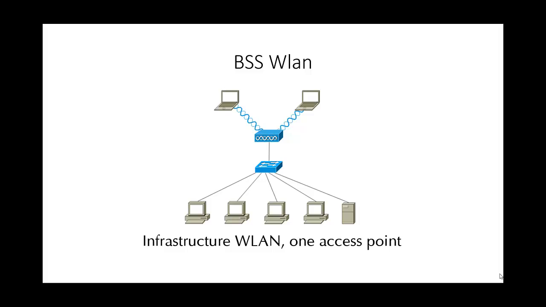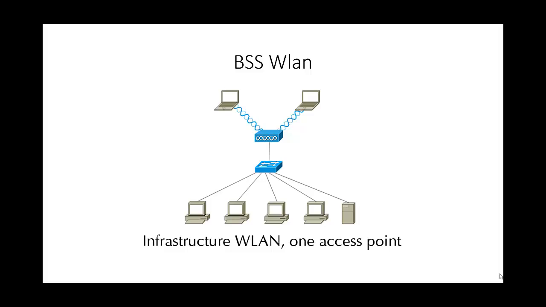The set of services provided by this type of WLAN, where there is one access point, is known as a Basic Service Set, or BSS. It is usual for an infrastructure WLAN to be connected to a wired network, typically via a switch, as shown. This is not essential though.